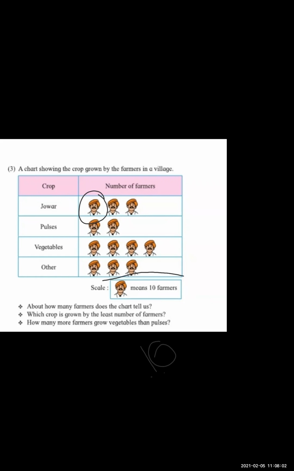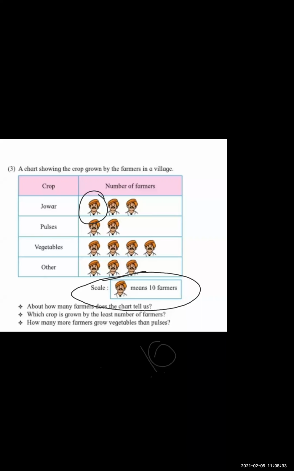This part, the scale part, is not there in the graph, okay? You want to assume that the scale part is not there in that graph. So your answers are changing, right? Clear, everyone? Because this part is not there, that means the scale part is not there in your graphs. So you are assuming one farmer will be one farmer, not 10 farmers, right?